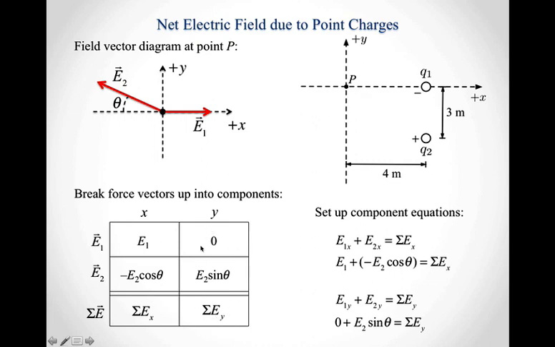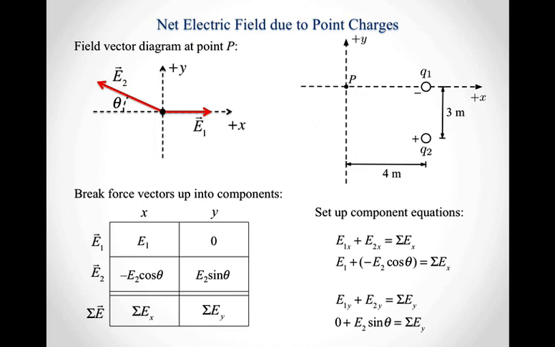The column on the right is going to give me my y component equation, and so I can set those up. E1x plus E2x equals the x component of the net electric field. That's E1 plus negative E2 cosine theta, because again, I'm adding them together, and that component happens to be negative. Add those two together on the left, that gives me the x component of the net field on the right.